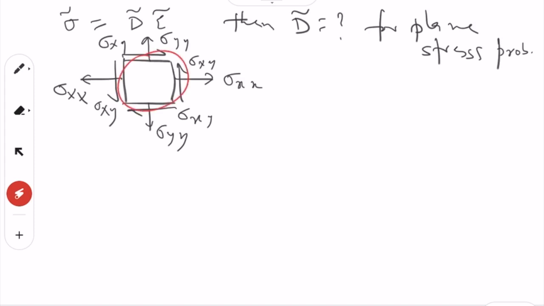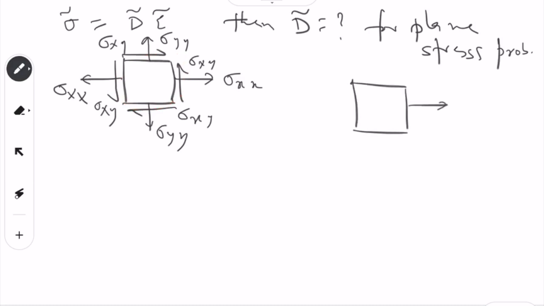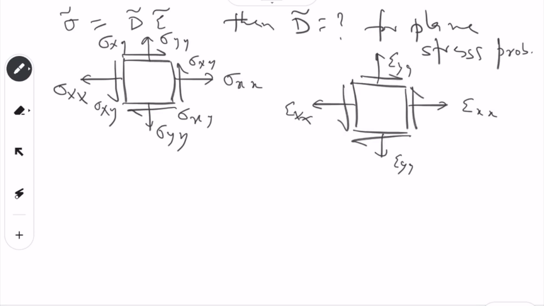And there is a relationship between these 4 stresses. Similarly, for strain also we can write: we have a strain in the xx direction, and then a strain in the yy direction, and then we have all these like this also. So this is epsilon xy, and all of them will be epsilon xy only. Now we have to find out the relationship, how sigma and epsilon are related.